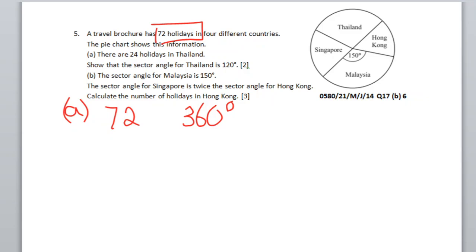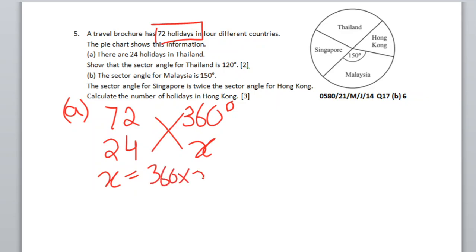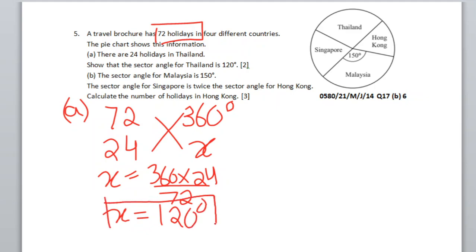And then there are 24 holidays in Thailand. Underneath 72 holidays write 24 and underneath 360 degrees write x because we have to find this value. Cross multiply, we'll get x is equal to 360 times 24 divided by 72, which gives us 120 degrees, which we needed to show. Part B. The sector angle for Malaysia is 150 degrees. The sector angle for Singapore is twice the sector angle for Hong Kong.